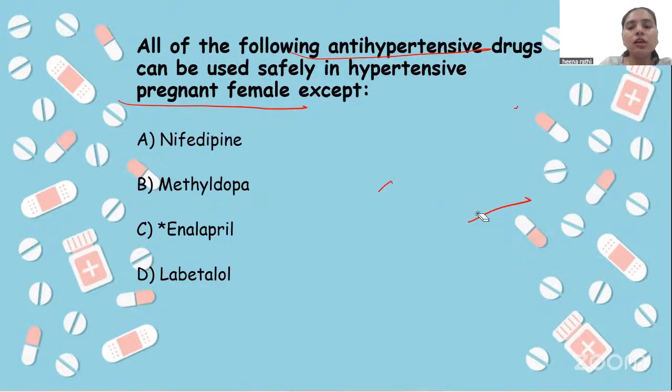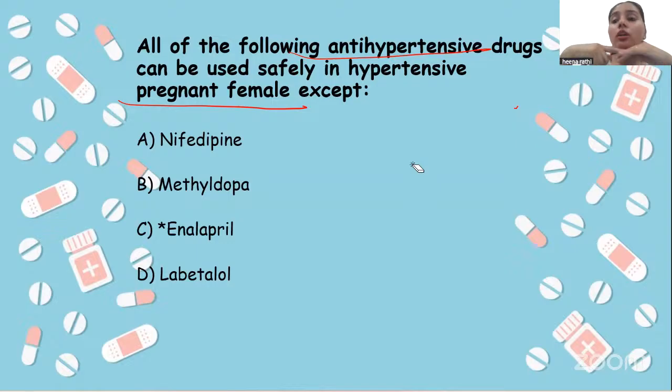It means four types of drugs can be given to a pregnant female. Four types of antihypertensive drugs we can give. First is alpha methyldopa, which acts centrally. Second is hydralazine, which is a vasodilator. Third, the calcium channel blocker nifedipine can be given. And the fourth, a combination of alpha and beta blocker, labetalol, is safer for the mother.